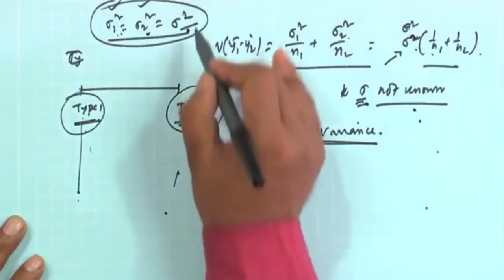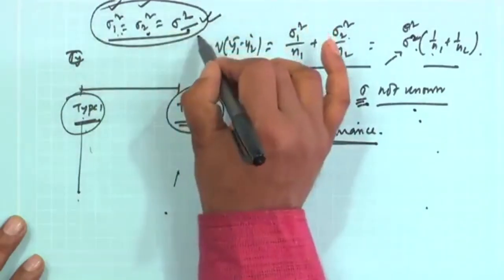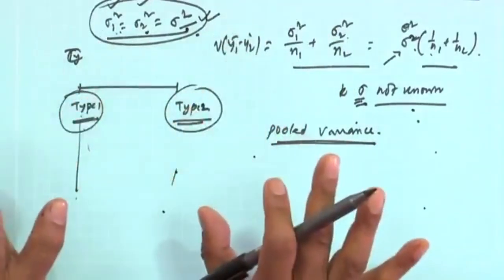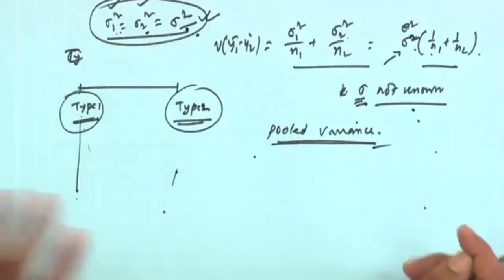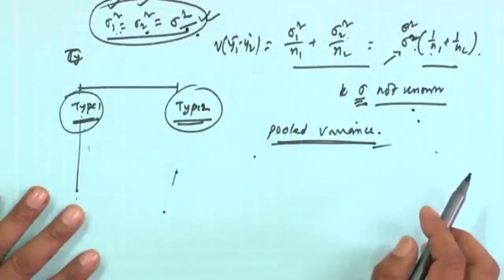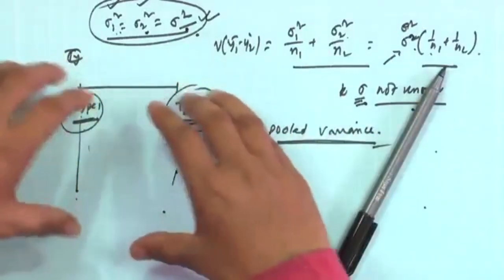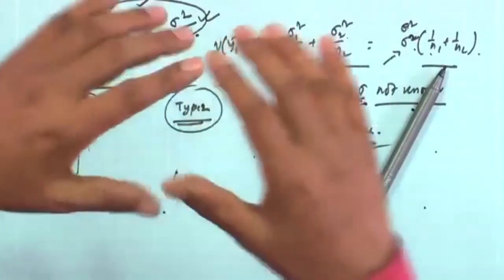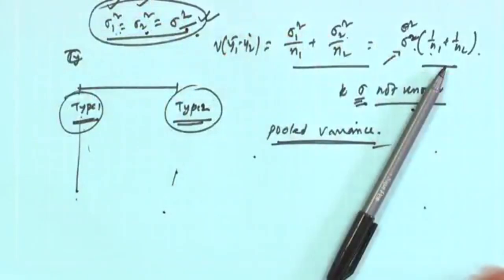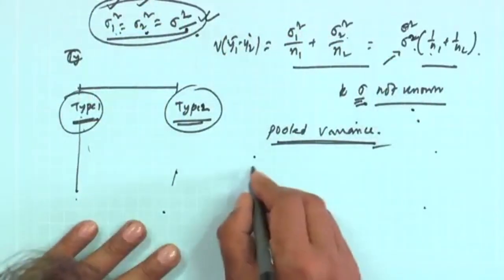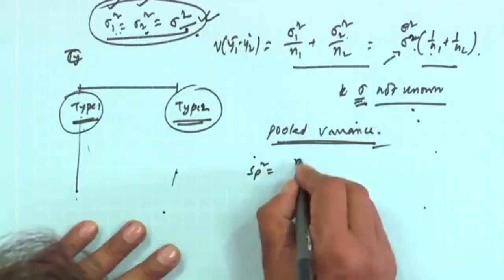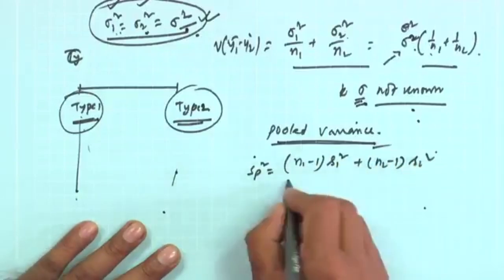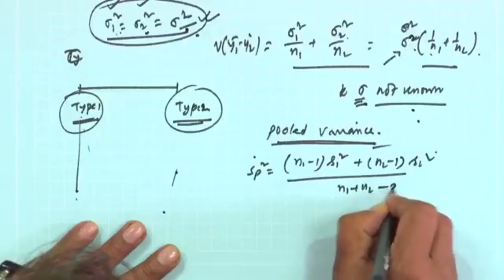Now, as this is the assumption and it is assumed to be true, why can't we take all these n1 plus n2 observations together and calculate the variance? That is known as pooled variance. We do not simply merge them and find the S square using the usual formula. Rather, we use a different formula, Sp square, the pooled variance: n1 minus 1 S1 square plus n2 minus 1 S2 square, divided by n1 plus n2 minus 2.